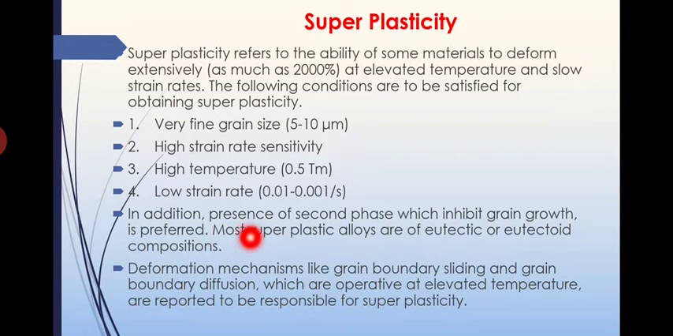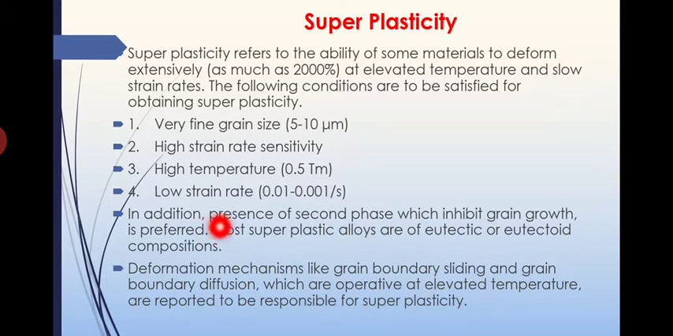In addition, presence of second phase which inhibits grain growth is preferred. Most superplastic alloys are of eutectic or eutectoid composition. Sometimes, if you heat the material to a particular temperature, then recrystallization and all will take place, restructuring and grain refinement, everything will be taking place, which will inhibit the deformation properties. That is what is actually happening.